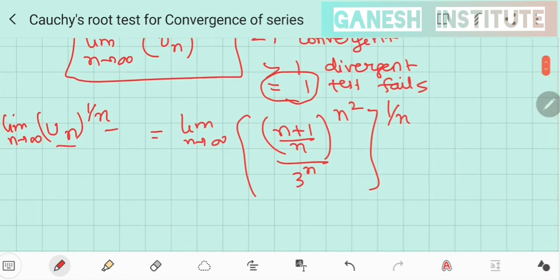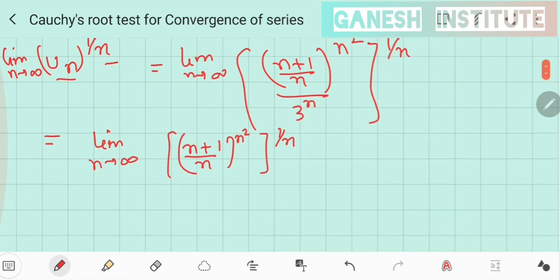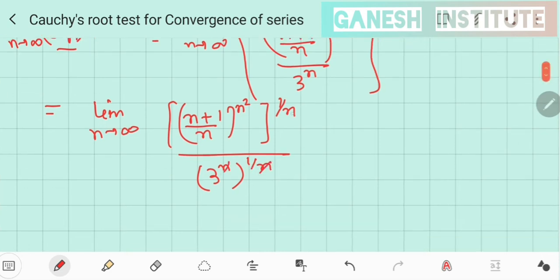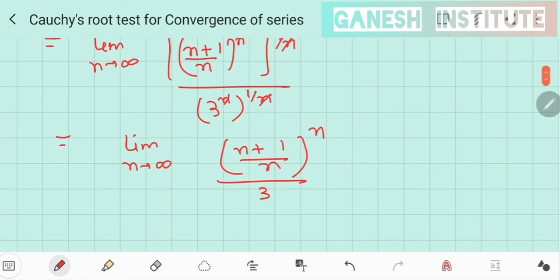Okay, this we have got. Now if you distribute the whole power, this will have (n plus 1 by n) raised to power n square, raised to power 1 by n for this term. And in the denominator, 3 raised to power n raised to power 1 by n. So n will be cancelled with n. Here n square will be cancelled with n. Then we have (n plus 1 by n) raised to power n divided by 3.